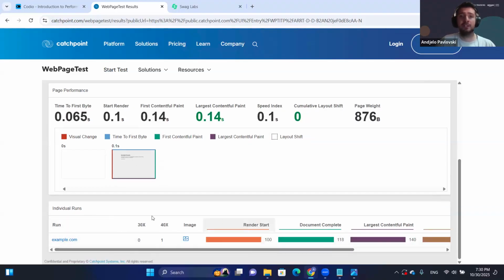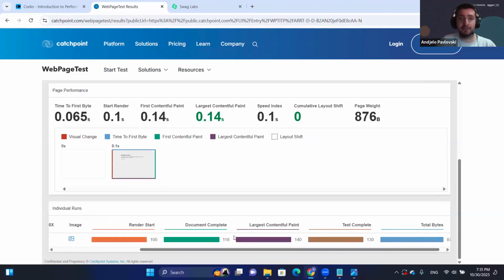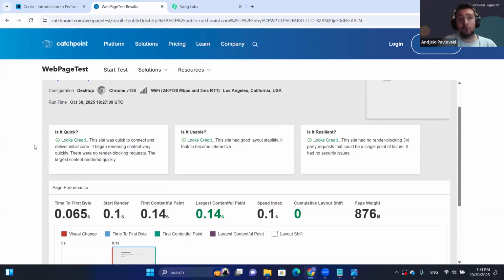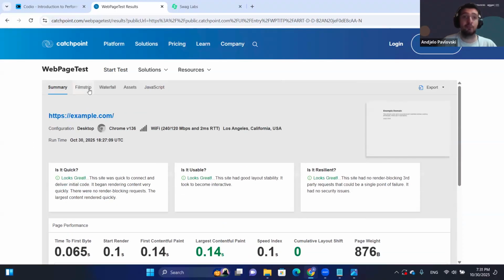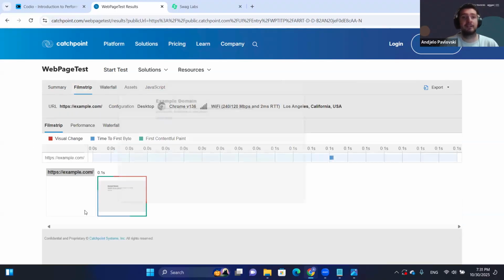Then you have the individual runs here. So you see the render start 100, 108, document complete, largest contentful paint, and so on. Something that might also interest us from here would be the filmstrip. This is the screenshot part that I was talking about. Why is it important? It's important because, as I said, we want to make sure that what we are actually running is working as expected. So we don't want the content to be empty. We want the content to be present, not just the page to exist.